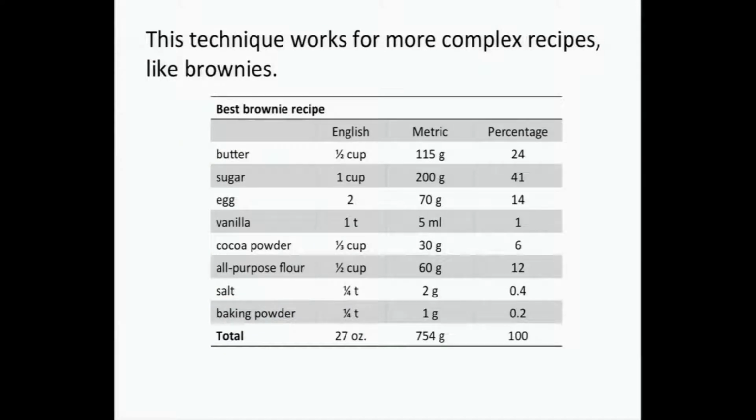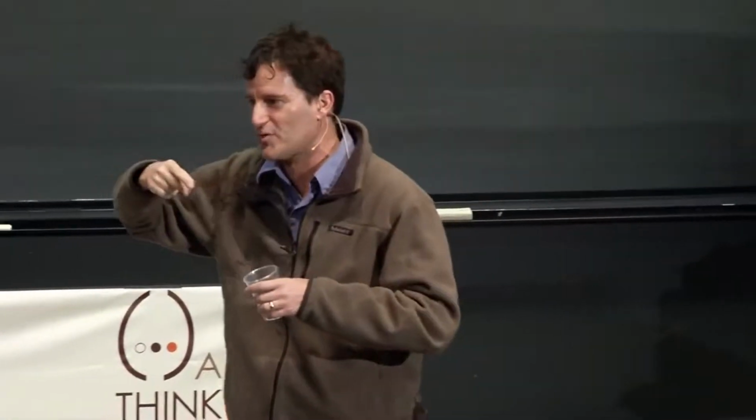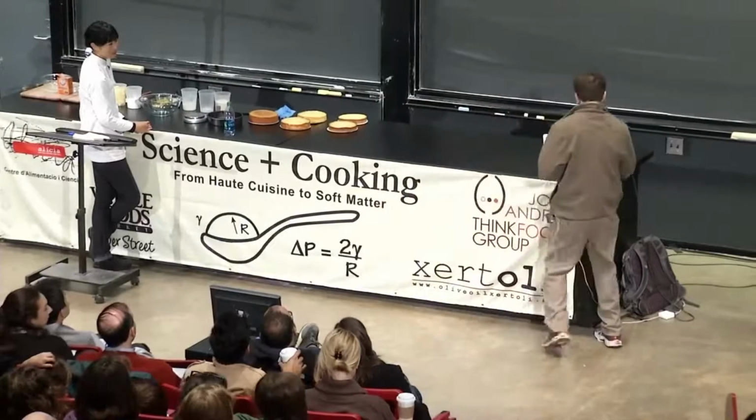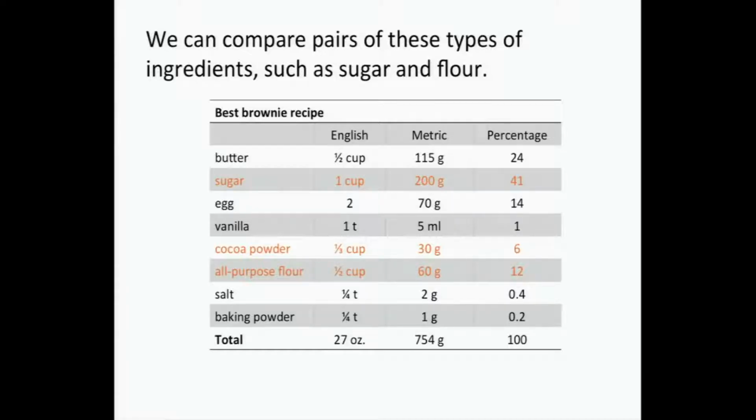Like here's my favorite brownie recipe. So you can take all of the ingredients, and they have percentages. There are lots of ingredients. And, of course, you can't represent all of them on a plot, because I don't know about you, but I can only make a plot with 2 and at most 3 axes. And so, you just pick a couple of your favorite ones, and you start making plots. So sugar, cocoa powder, flour, things like this.